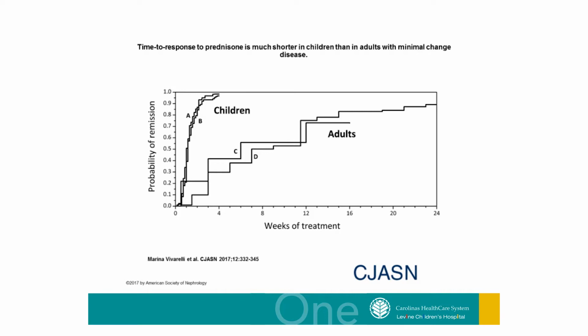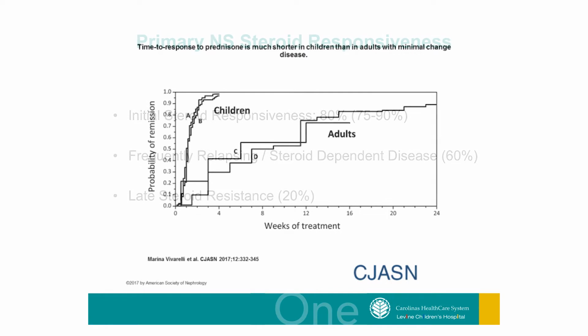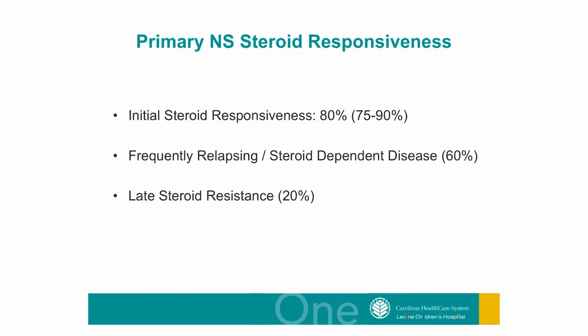You can see that this is the time to response to prednisone, and it's much quicker in the pediatric population as opposed to the adult population. By and large, 50% of pediatric patients are going to respond to steroids within about 8 days. And by 4 weeks, probably 80 to 90% of children have responded to prednisone therapy if they're going to be steroid sensitive. Clearly, the adults aren't quite so fortunate, and sometimes they take much longer, 2 to 3 months, to go into remission. So their course of steroid therapy is going to be much longer than ours.